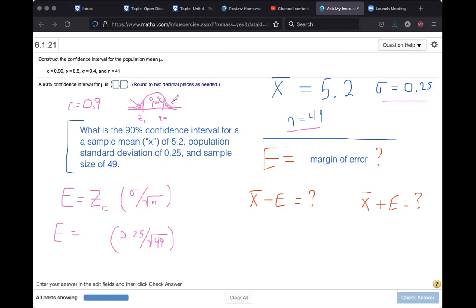And so that's why we cut it in half, because there are two tails, one on the left side, one on the right side. So here we take the 0.1. Where did the 0.1 come from? 1 minus C, in this case, 1 minus 0.9 is equal to 0.1. And remember, we cut it in half.